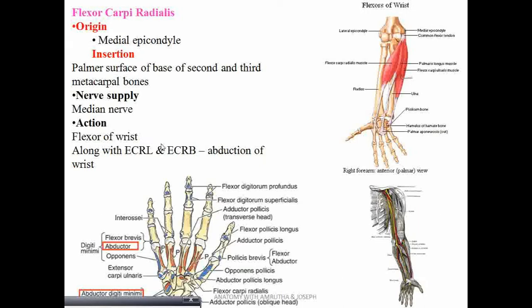when they act together, it can cause abduction of the wrist, because usually these muscles cause extension if they are acting alone, and when this muscle is acting alone, it causes flexion of the wrist. Now when these two groups act together, flexion and extension are nullified, and instead another action occurs, that is abduction. So flexor carpi radialis is inserted into the second and third metacarpals.